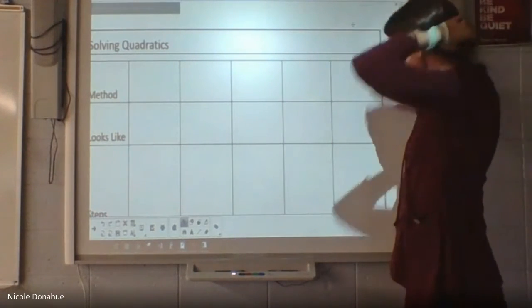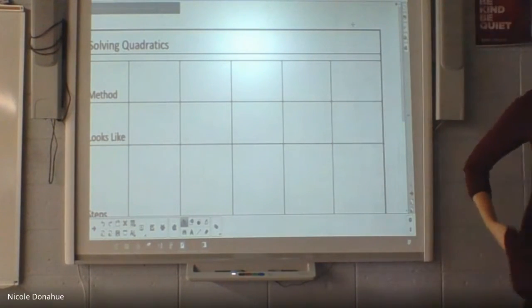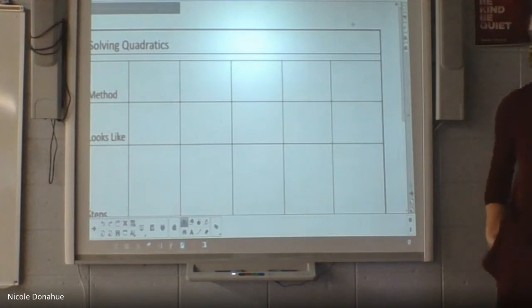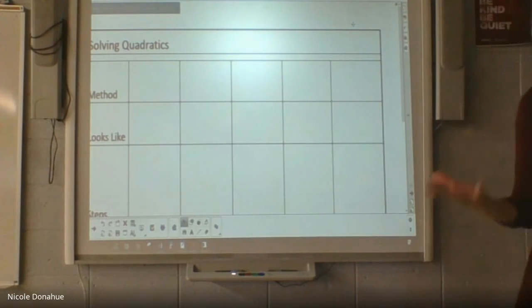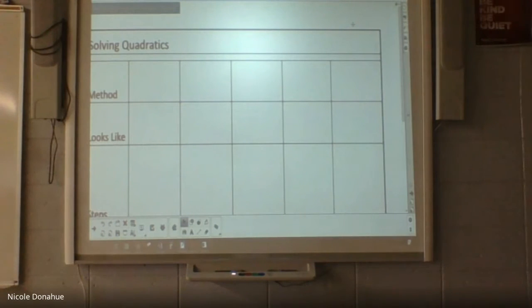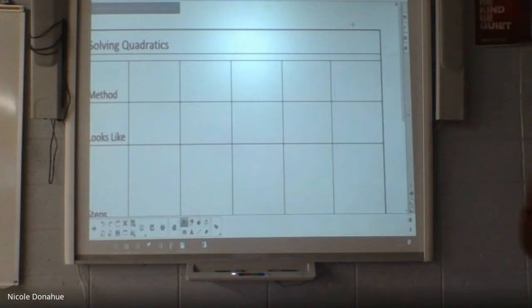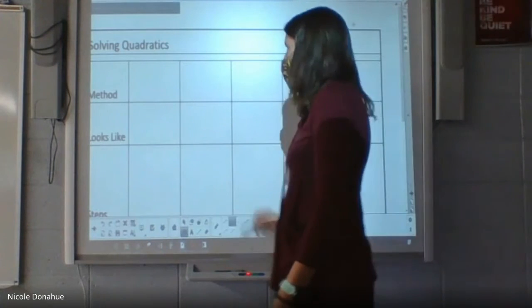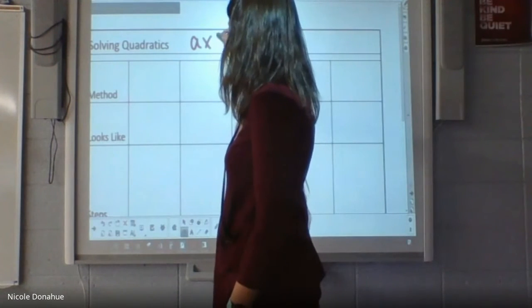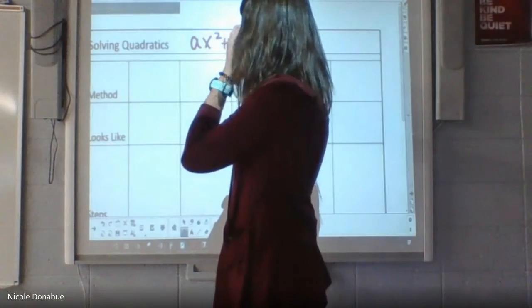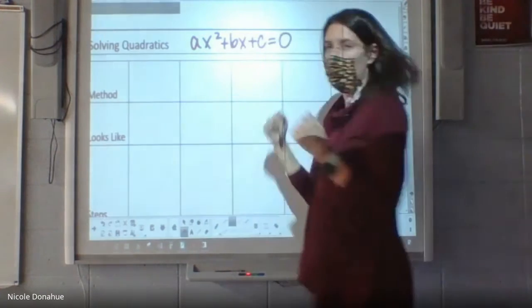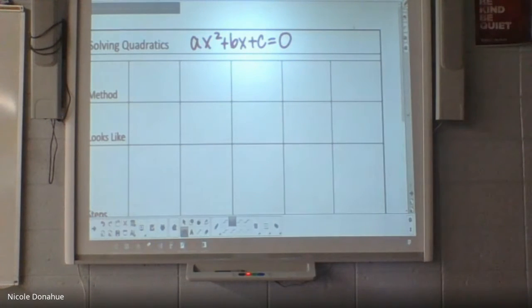All right, so again, this chart looks strangely like the factoring one, but it just happens to be the same size. Otherwise they do connect, because we will mention factoring on this sheet, because this is talking about all the different ways we can solve quadratics. Now, when I talk about a quadratic, what I'm talking about is an equation that has an x squared as the highest power on any variable. So this is our standard form of our quadratic.